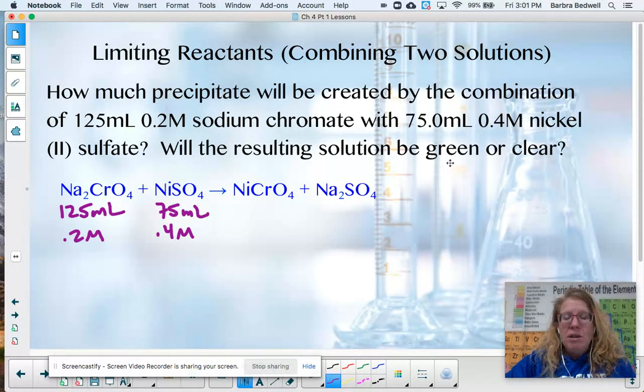Nickel is green as an ion, nickel 2+. Kind of like copper 2+ is always blue. Nickel is a really poisonous looking green color. It's lovely. Anyway, just so you know, that's how you answer that part when you get there.